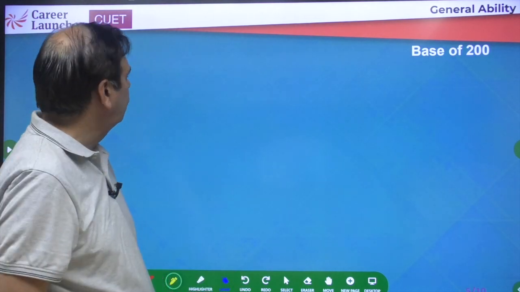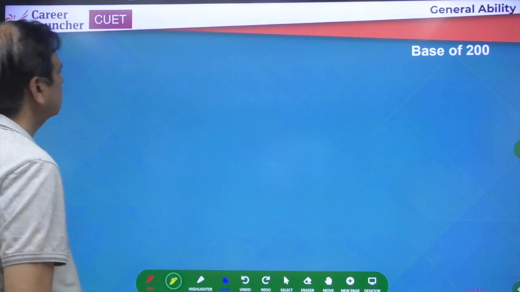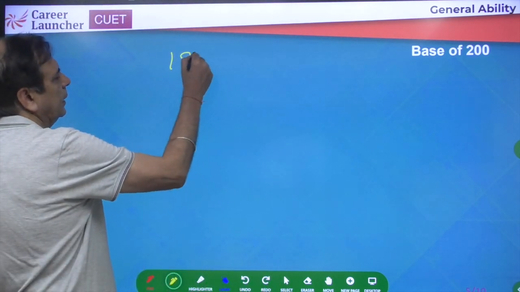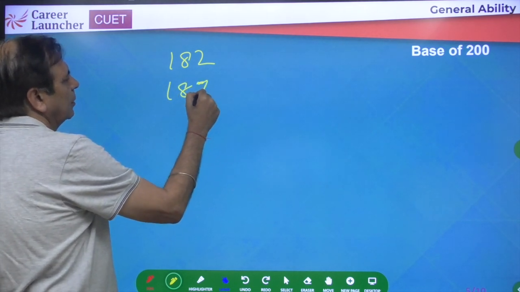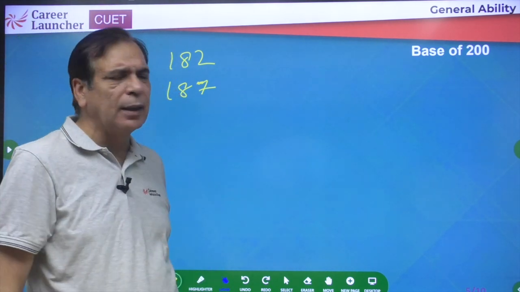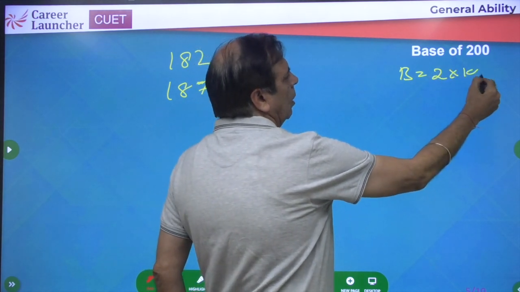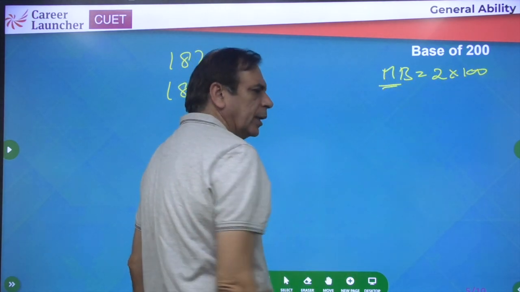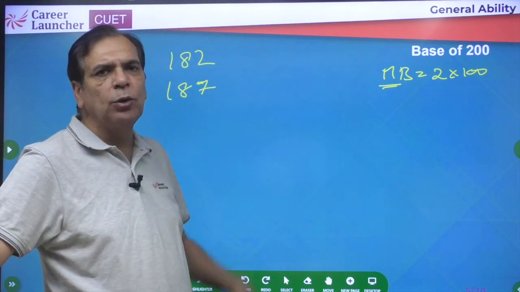Let's take a case of both numbers being less than the base. 182 into 187. Okay. Minus 18 into minus 13. Again, the base is, or let's say the modified base is 2 into 100. So 182 into 187 is minus 18 into minus 13.